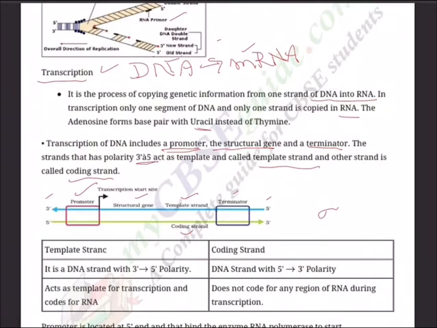RNA polymerase in E. coli has 5 polypeptide chains. Okay, this is the background that we talked about. The segment of DNA that takes part in transcription is called the transcription unit. It has three components, like we said. So this whole thing we call the transcription unit.